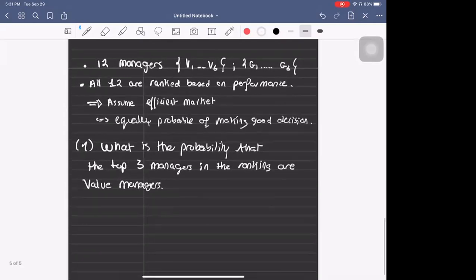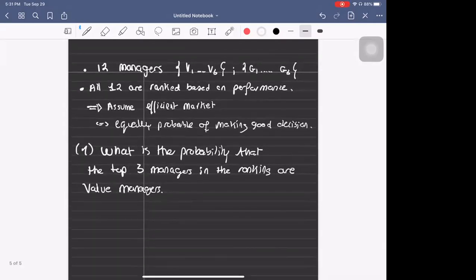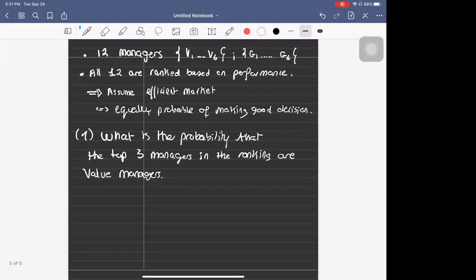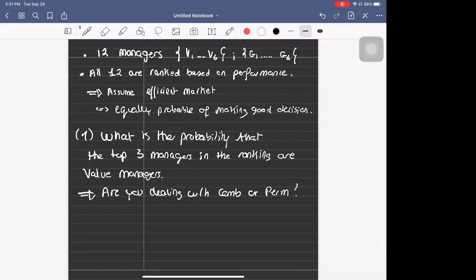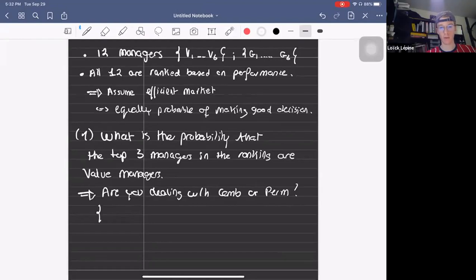When dealing with exercises of permutations and combinations, it's fairly mechanical. The first thing you want to do is decide: are you dealing with combinations or permutations? Can anybody give me an answer? Combinations. Yeah, exactly. Can you explain why combinations? Because the order doesn't matter.